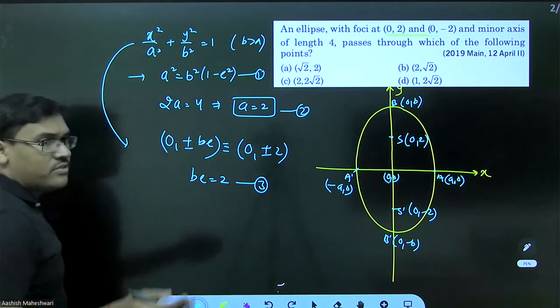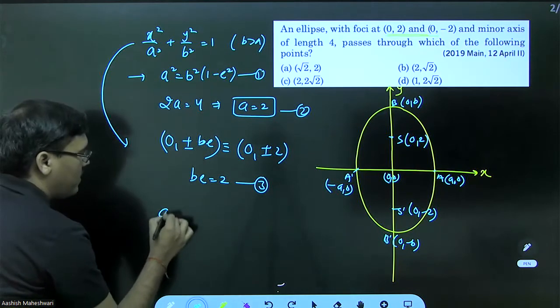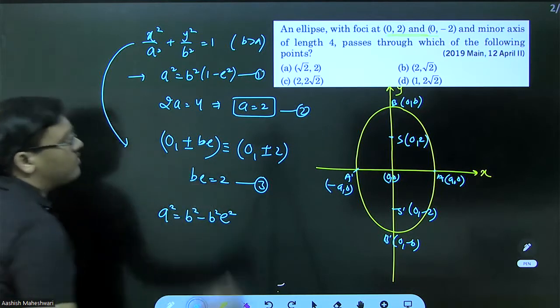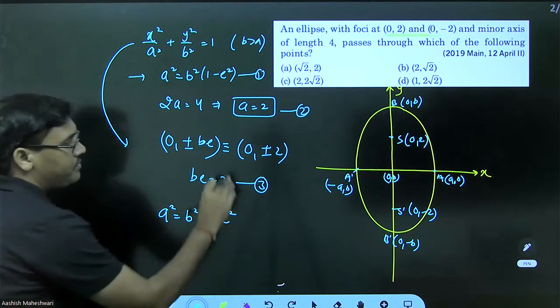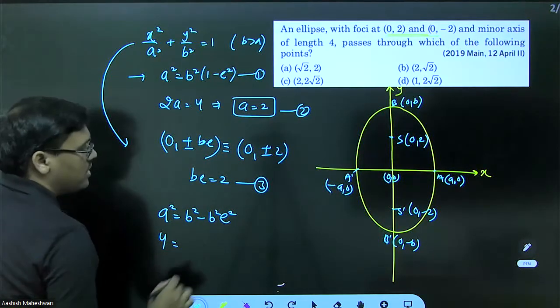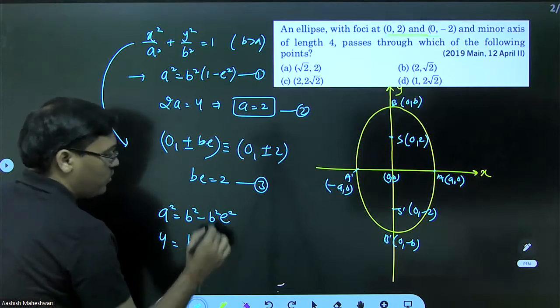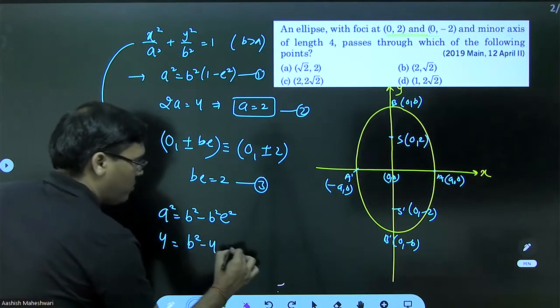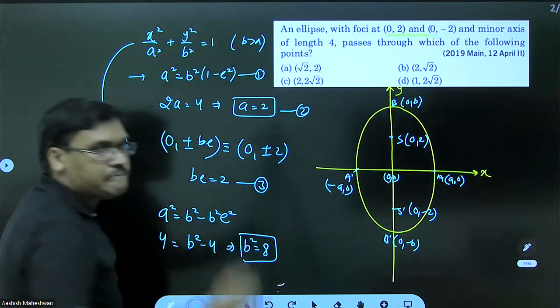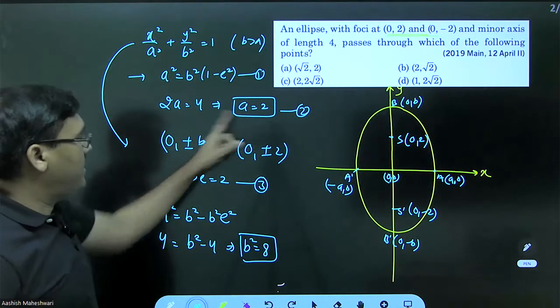And again, you can very easily solve this. You can observe here, a square is equal to b square minus b square e square. This is the equation we have. Now if I put a equal to 2, this is 4. We have to find b square, and we know b square e square is equal to 4. So what is the value of b square? This is equal to 8. So we have got the value of a and the value of b.